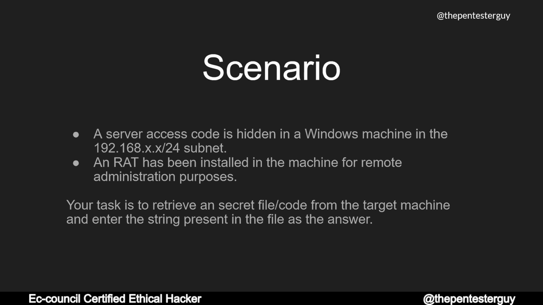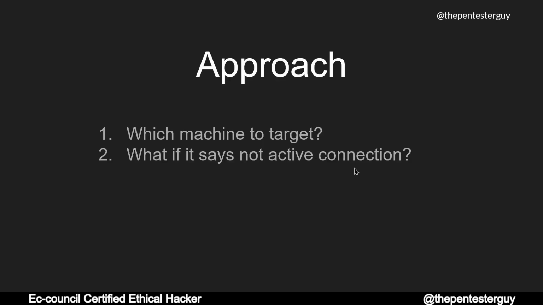So what you have already been told is the target machine is the Windows machine. The RAT is already installed on it and you just simply have to get a remote access, find the file and enter the flag or the secret. Fine. So what could be the approach? There are two questions that can be considered. First one is which machine to target. Second one is what if it says no active connection.